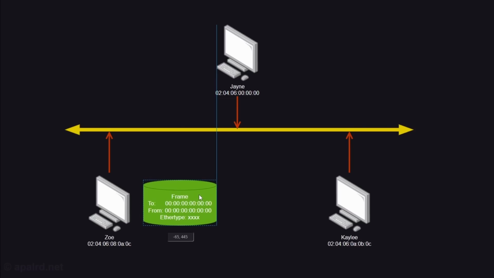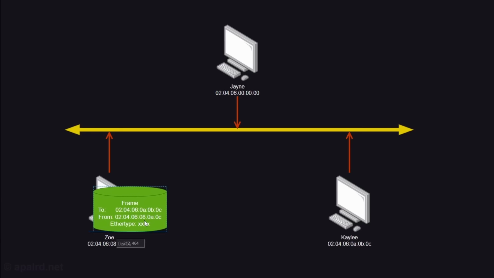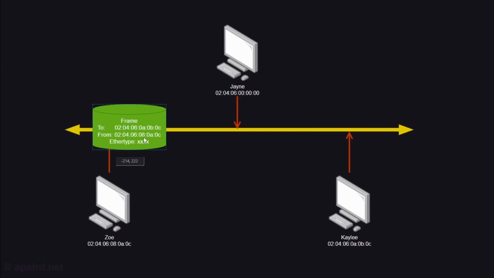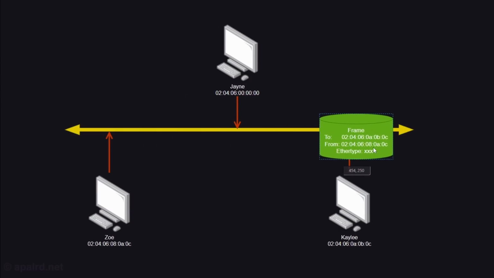So, Zoe wants to send a frame to Kaylee. So she fills out the to and from, and the ether type, which isn't relevant for us today. So once this frame is filled out, she transmits it onto the wire. So we use Ethernet encoding, it goes on the wire, and it spreads out magically.